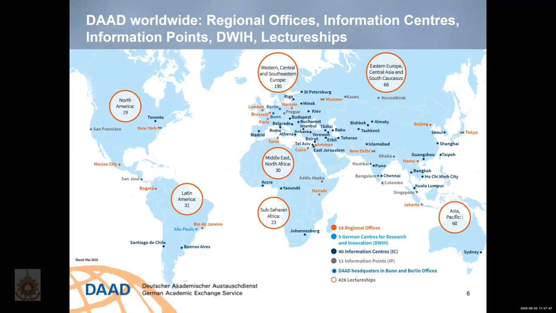I just want us to have a look at sub-Saharan Africa. We have our main office in Nairobi for sub-Saharan Africa. We have three so-called information centers, one in Accra, one in Yaoundé, one in Johannesburg. And there used to be one in Addis Ababa, which has now been transformed into a so-called information point, which is a smaller office. And on top of this, we have at the moment 23 so-called DAD lecturers in sub-Saharan Africa.